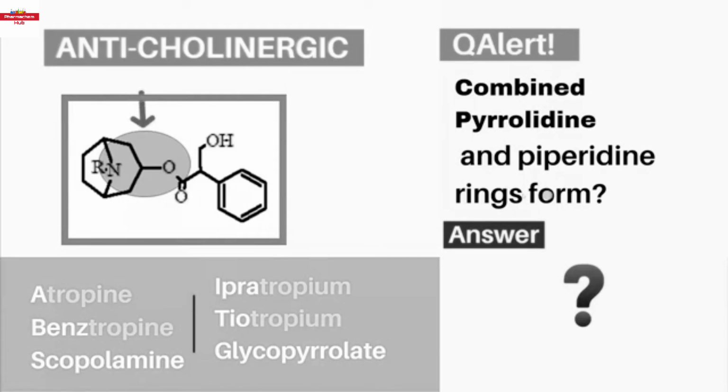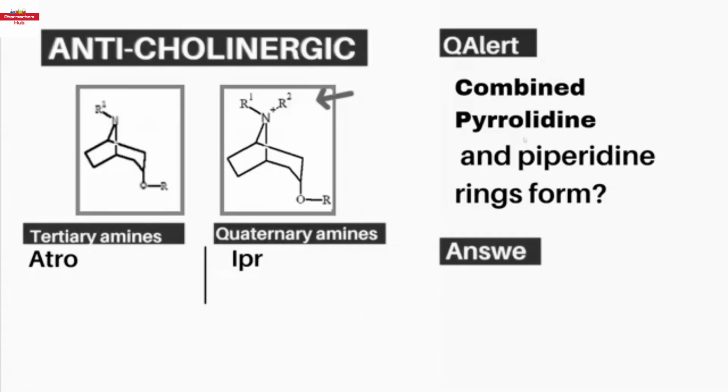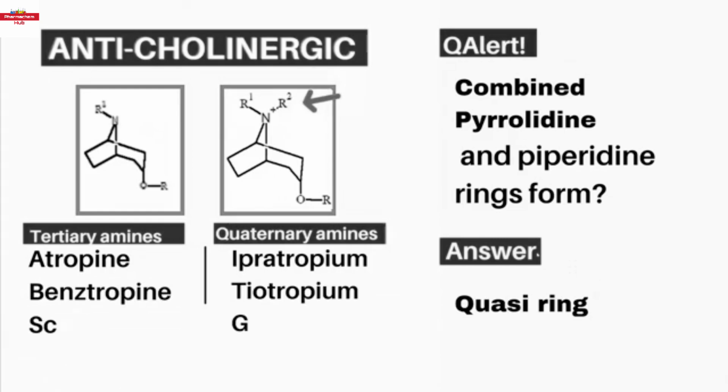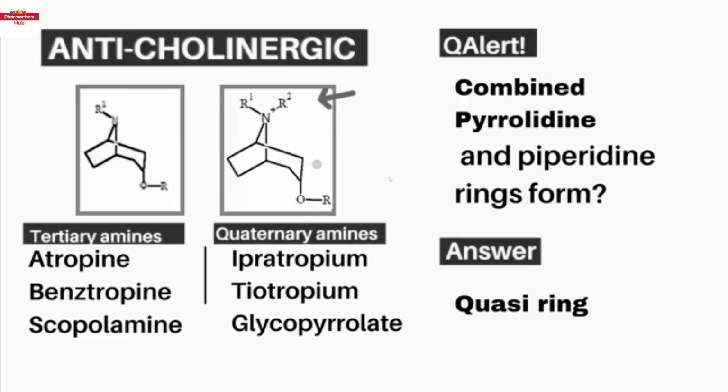A keyword for this is: what is the ring name? You can submit the ring name here. Pyrrolidine and piperidine combined form the ring. So you can submit your answer into the description. Here is the answer for those combined rings, and that is called quasi ring. So quasi ring is the name of the combination of those two rings.